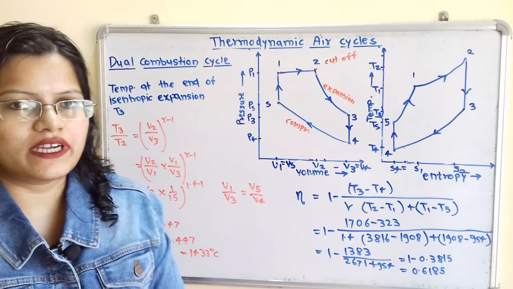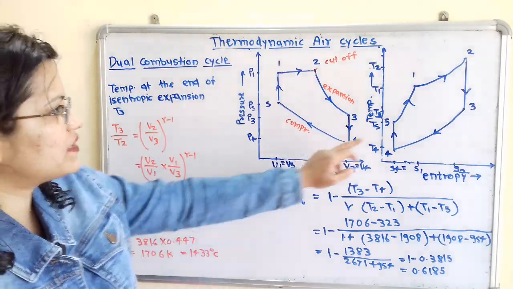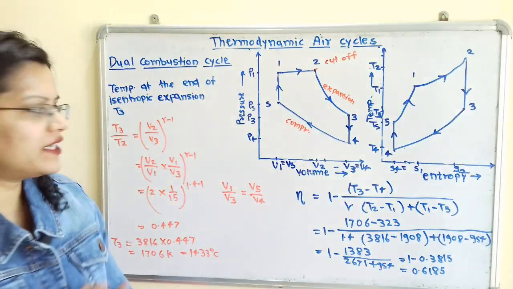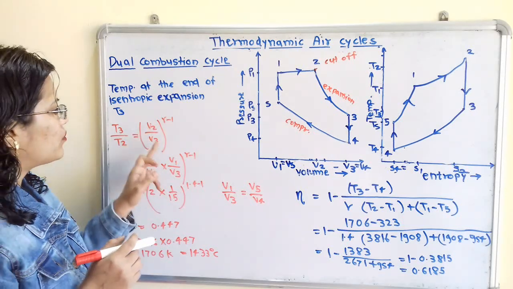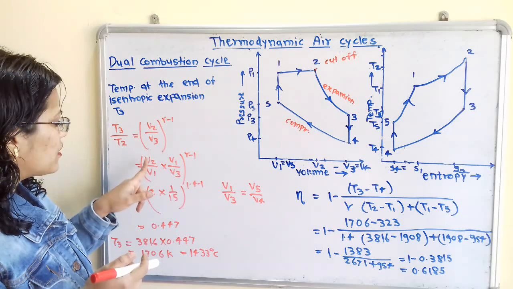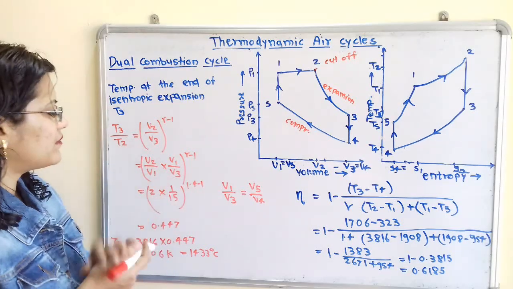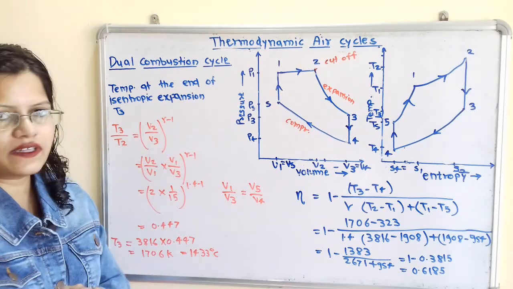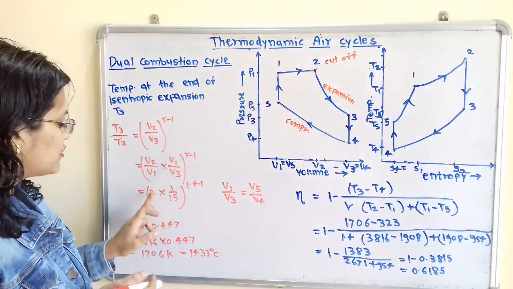Now we will calculate temperature at the end of isentropic expansion. So isentropic expansion is the process 2 to 3. So we will calculate here T3. So T3 by T2 is equal to V2 by V3 raised to gamma minus 1. Now if we observe for this V2 and V3, we will multiply and divide with V1. So it will become V2 by V1 into V1 by V3. Now V2 by V1, that is the cutoff ratio, that is known 2.